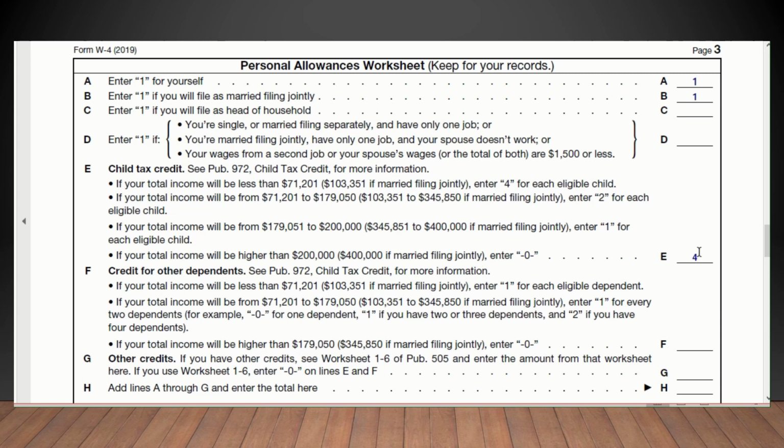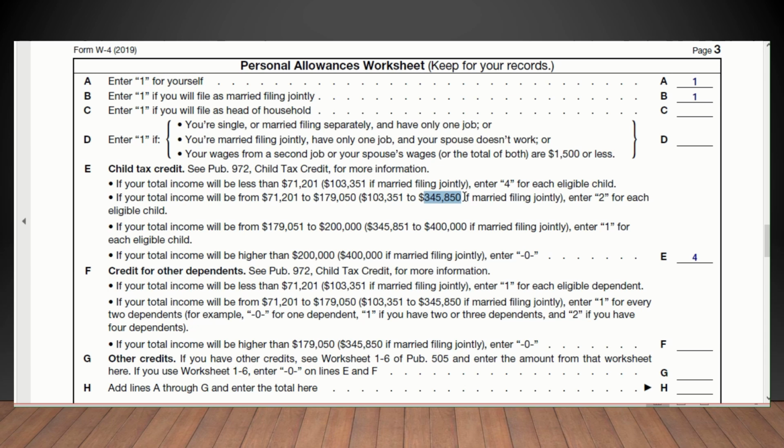However, if when you add that total income together, it's greater than 71,201, but it's less than 179,050 if you're single or head of household, or 103,351 to 345,850 if you're married filing jointly, well, your child tax credit will be phased out, so at that point you enter 2. However, if your total income is greater than that, but less than 200,000 or 400,000, which is the maximum threshold for the child tax credit, 200,000 for single and head of household, and $400,000 for married filing jointly, if this is you, enter 1.